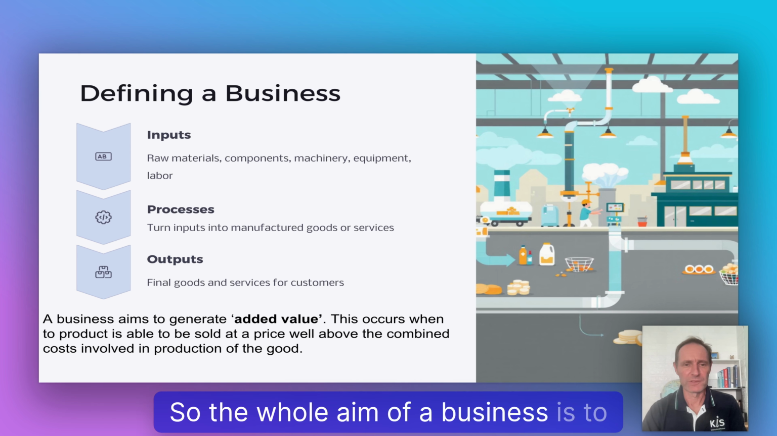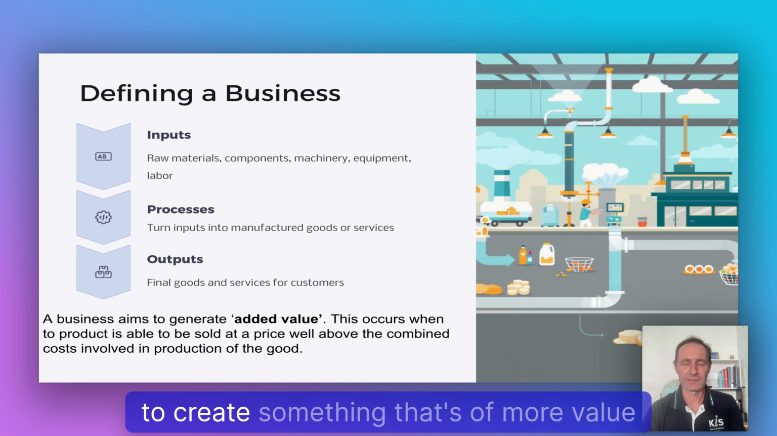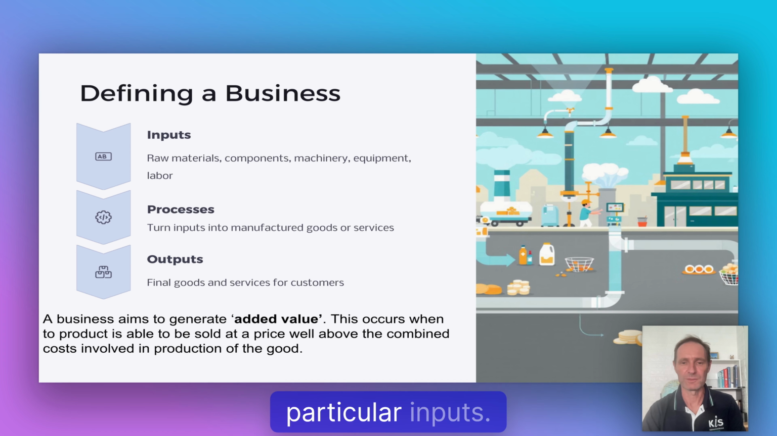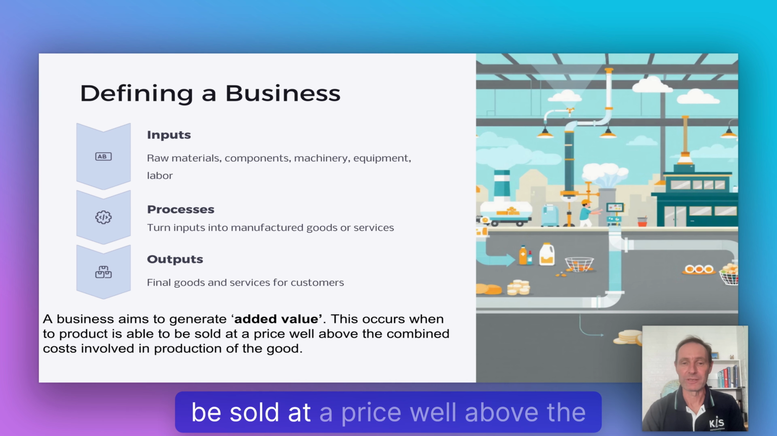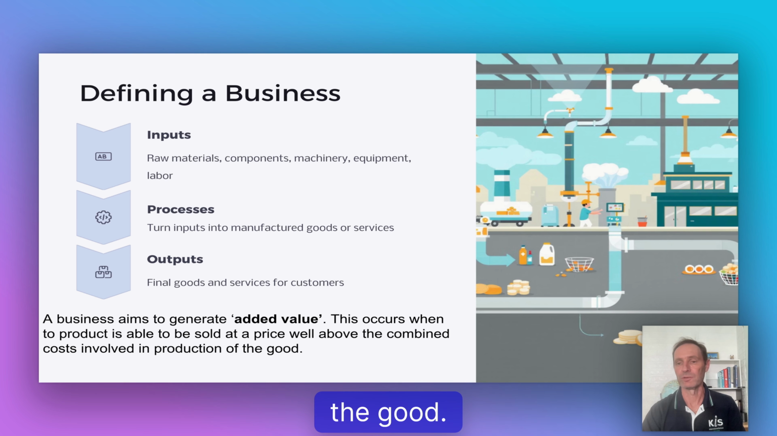So the whole aim of a business is to generate added value. This means that you combine the inputs to create something that's of more value than the combined value of those particular inputs. So it occurs when a product is able to be sold at a price well above the combined costs involved in production of the good.